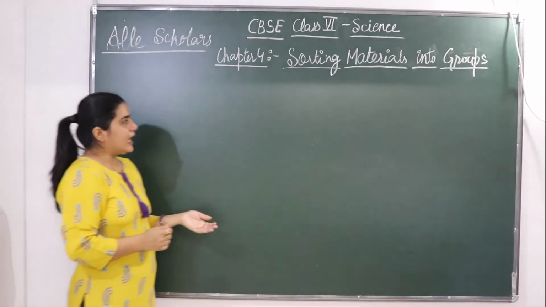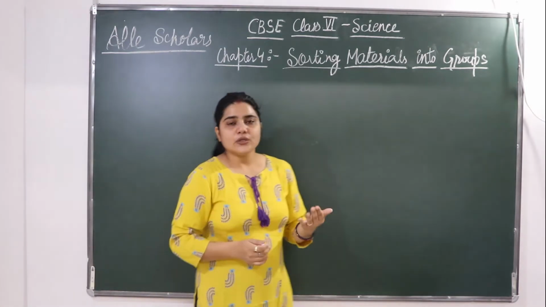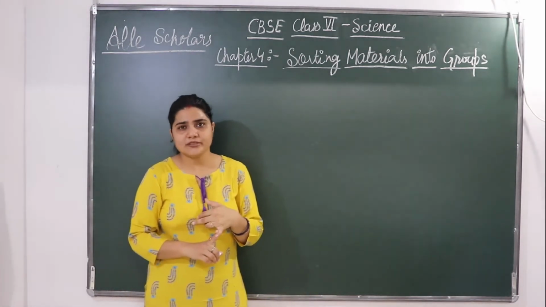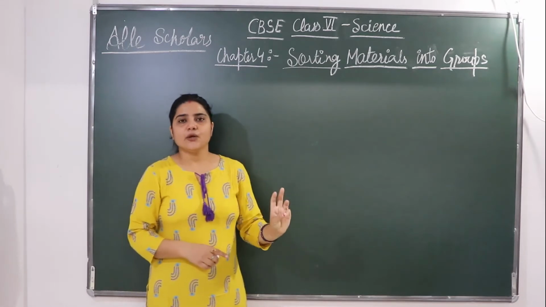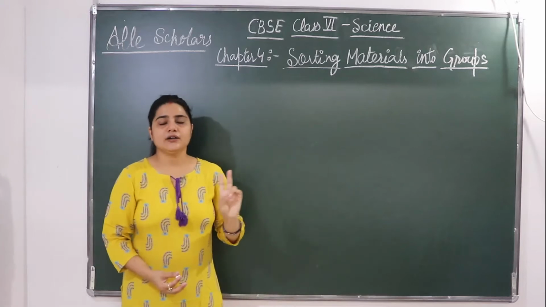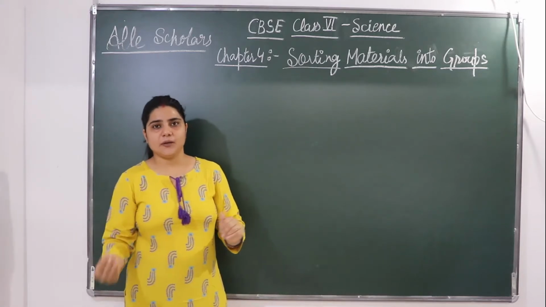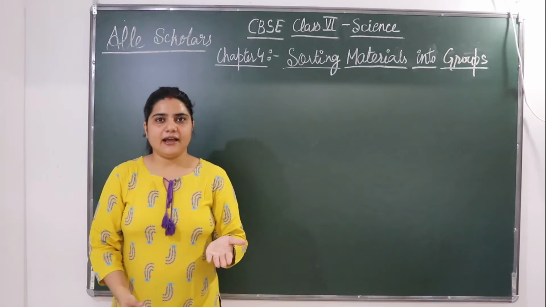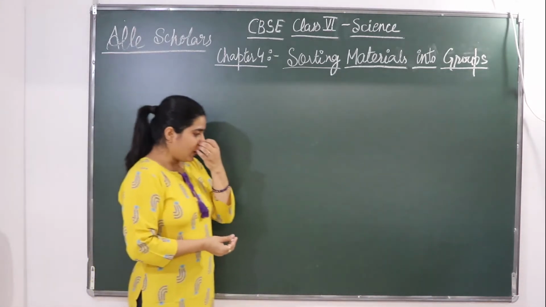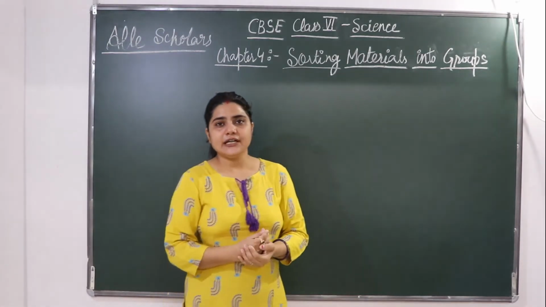We know that our food and our clothes have so many varieties in them. Food has so many varieties. Some are liquid food, some are solid food. Some foods are grains, some are pulses, some are bakery items. So there is a different variety in foods also. If we talk about clothes, there is a different variety as well.